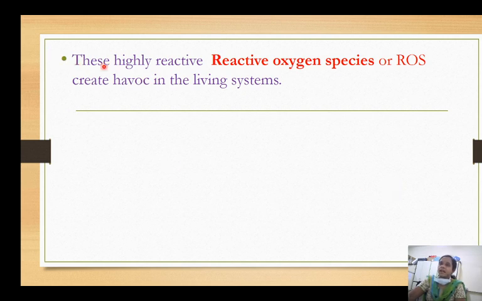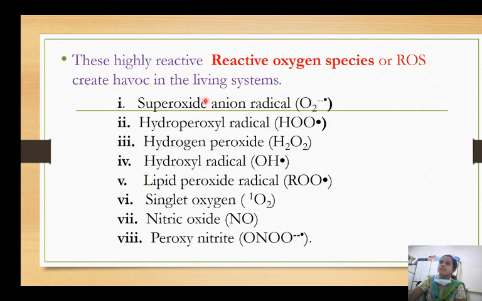Now these radicals are highly reactive, and we call them reactive oxygen species because they are highly reactive and usually derived from oxygen. These create a lot of havoc in the living system. Now what are the various reactive oxygen species that are found in our body or that are toxic to our body? These are the ones we should be concerned about.